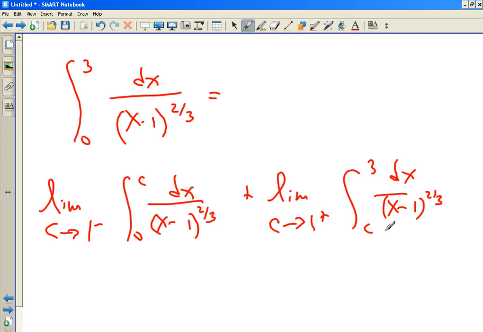Yeah, 1.01, 1.1 to 3. 1.0001 to 3. You get the idea. So we could do this on HAL, make a convergence table out of it, see if this limit exists, see if this limit exists, and add them up. By the way, what if this one blows up and this one doesn't? It still doesn't exist. So 2 plus infinity is bad, right? They both have to exist for the whole thing to exist.